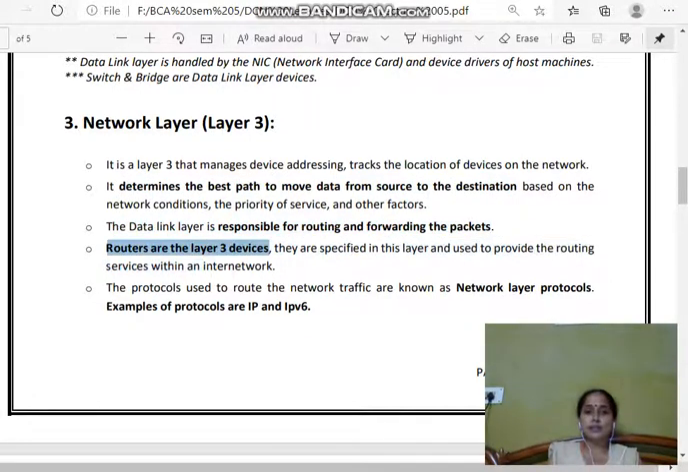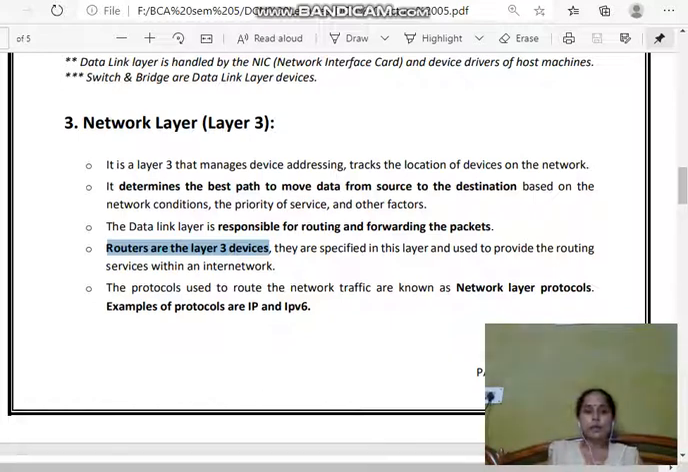Routers are the third layer devices. That is, just as bridges and switches are second layer devices, and hubs and modems are first layer devices, routers are said to be the third layer devices, layer 3 devices, because they are specified in this layer and used to provide the routing services for internetworking.